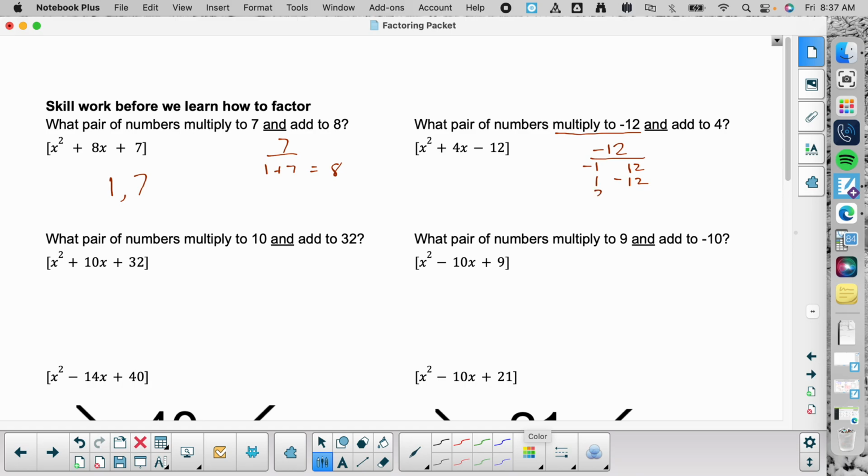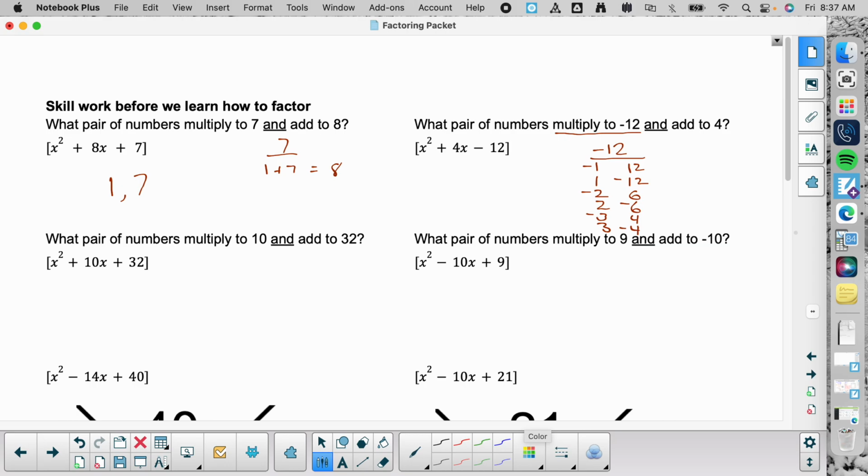We can have 2 and 6. And so then we'll do the same thing. One of them has to be negative, and it could be either one. And then there's one more pair. If we go to 3, we've got 3 and 4, and negative 3, negative 4. And these are going to be all the ways to multiply to negative 12.